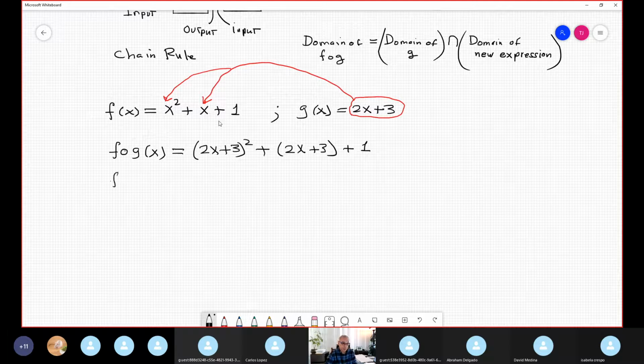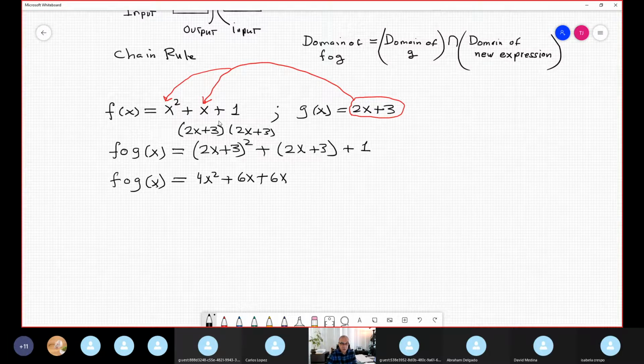Of course, don't leave it like that because it's totally incomplete. The thing is, you foil here: 2x plus 3 times itself. Let's do it quickly. It's 4x squared plus 6x, because 2 times 3 again is another 6. It's logical that it's repeated because it's a twin brother, plus 9. I remove the parentheses here because the coefficient is 1, which is invisible, so 2x plus 3 plus 1. Finally, combine like terms.